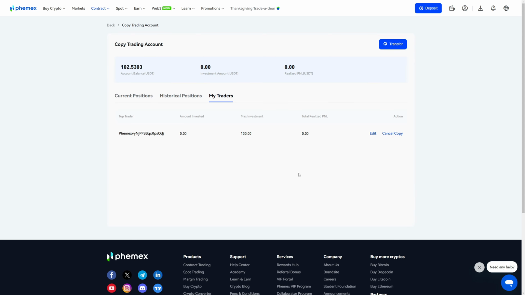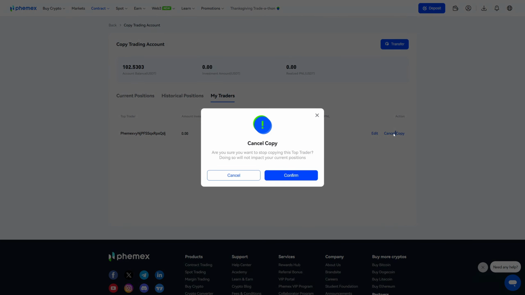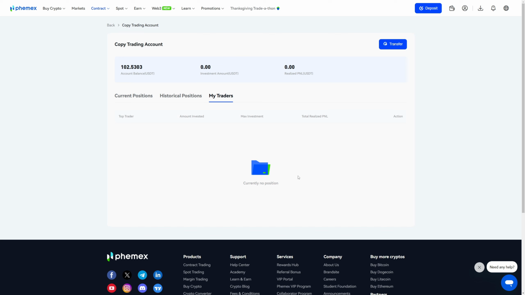After making changes, simply click on copy. If you want to fully cancel the copy trading, click on cancel copy on the right hand side of the respective trader. Confirm this, and that's it. Now you have successfully cancelled the copy trade.